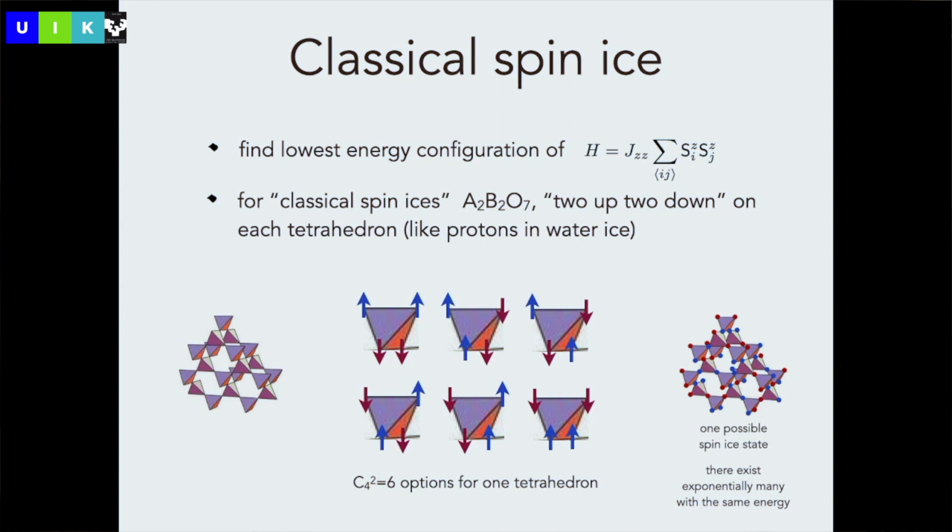And classical spin-ice is basically the choice of one of these possible spin-ice states, or thermally the system might go from one state to another if you're at non-zero temperature. Okay.